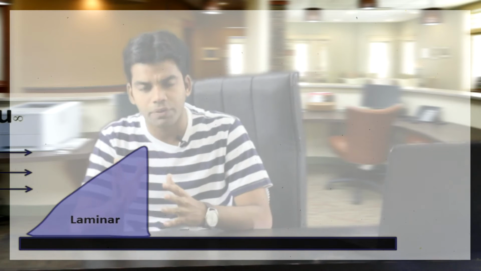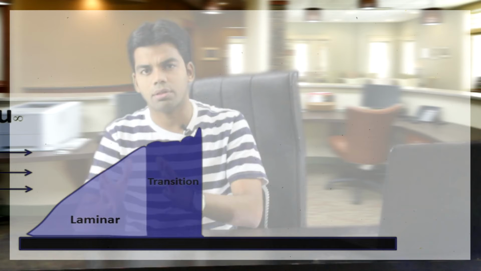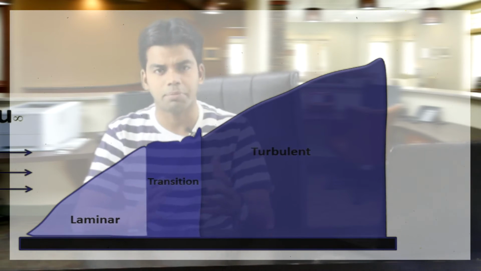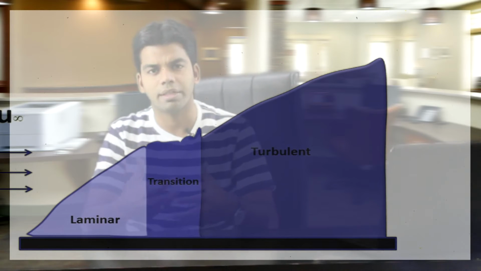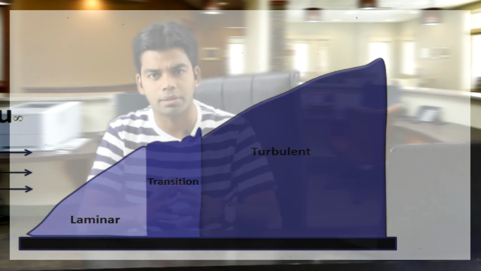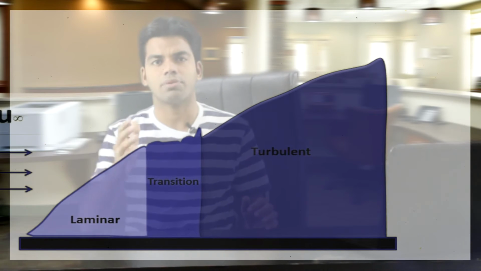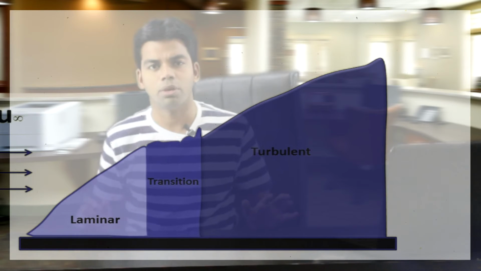Now up to some region from the leading edge, we will have laminar flow. Laminar flow means the flow will be streamlined and parallel to the flat surface. After a point, the flow will become unstable. That point is known as the point of transition, after which we have a transition zone, and after the transition zone we will have turbulent flow. That means the layers of the fluid will intermix with each other and the flow will be turbulent. So we have three different regions: first the laminar boundary layer, second the transition boundary layer, and third the turbulent boundary layer.